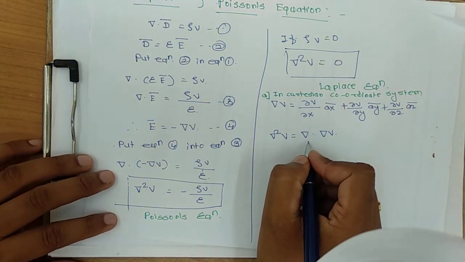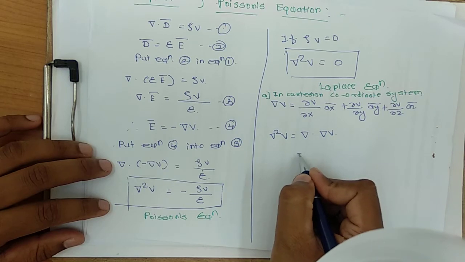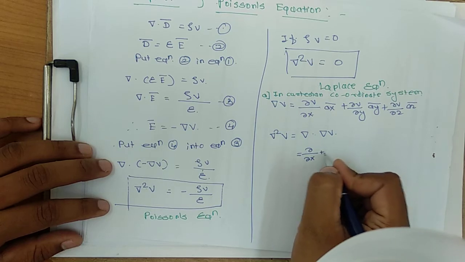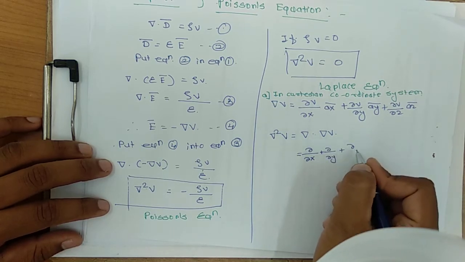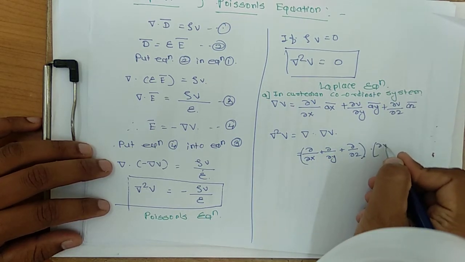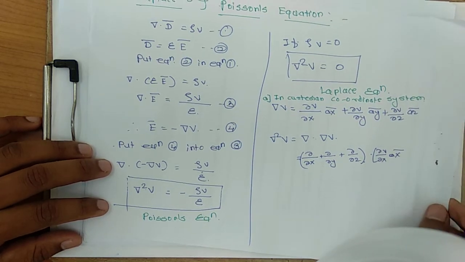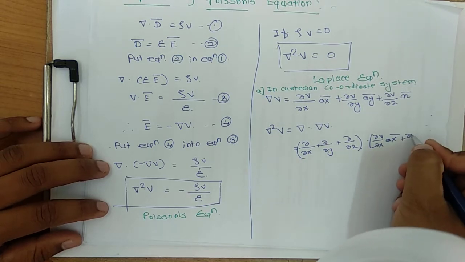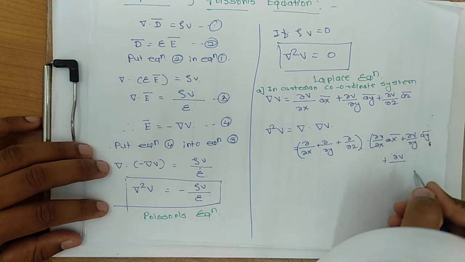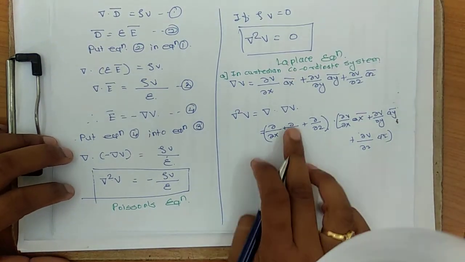So if you want to find out the divergence, how can we find it? Directly I will use the del operator. Del operator is ∂/∂x plus ∂/∂y plus ∂/∂z, and del v is ∂v/∂x ax bar plus ∂v/∂y ay bar plus ∂v/∂z az bar. Okay, so that is del v.